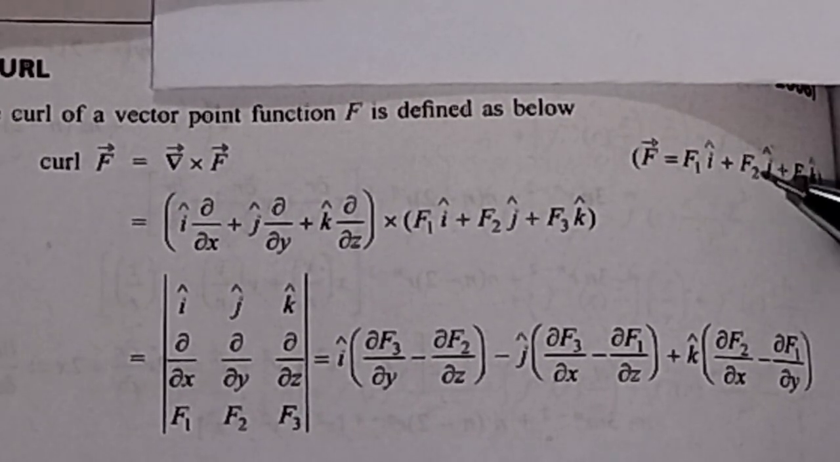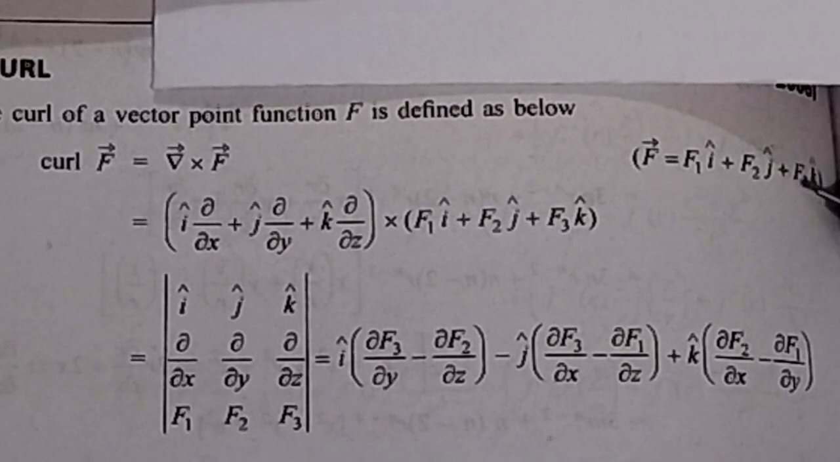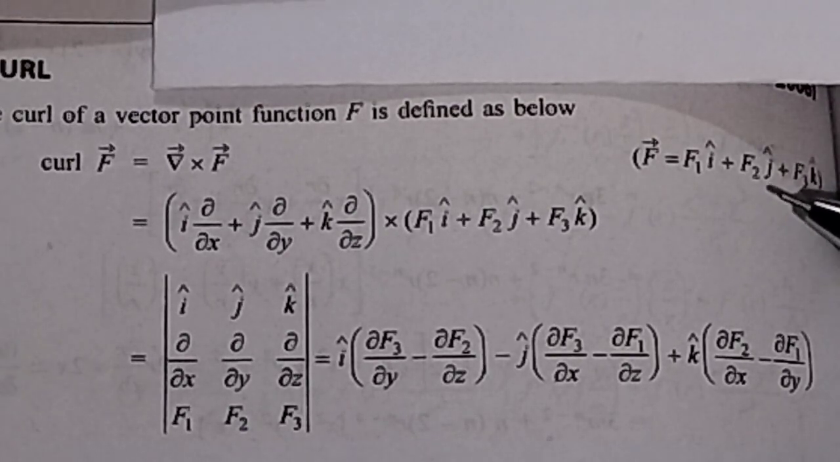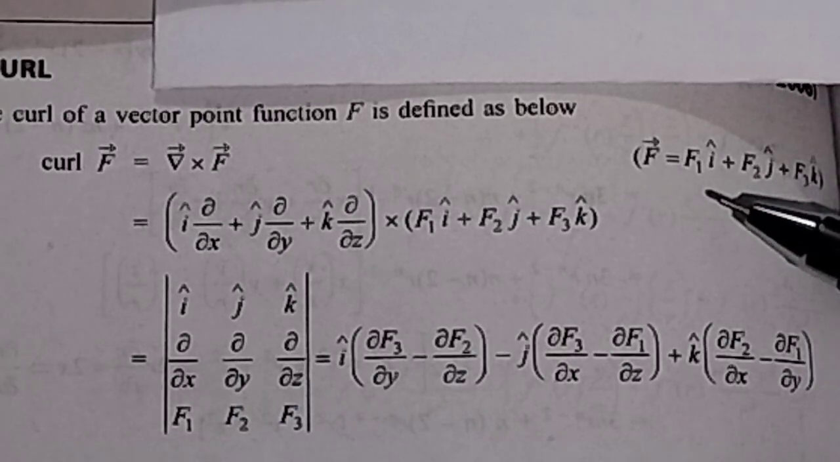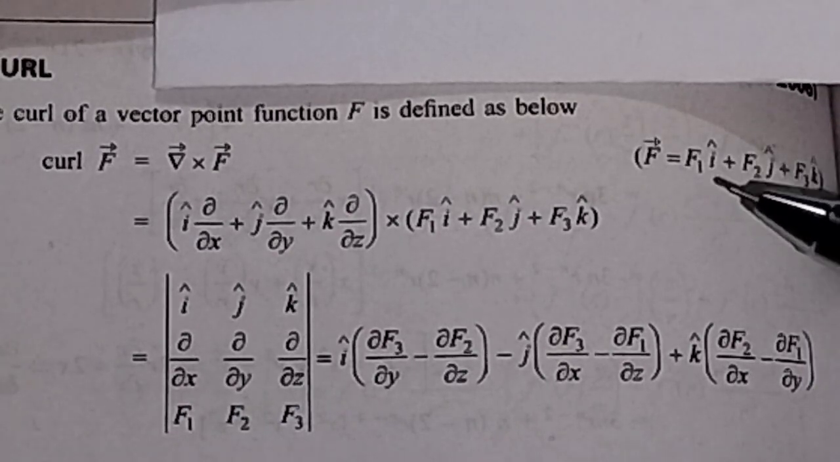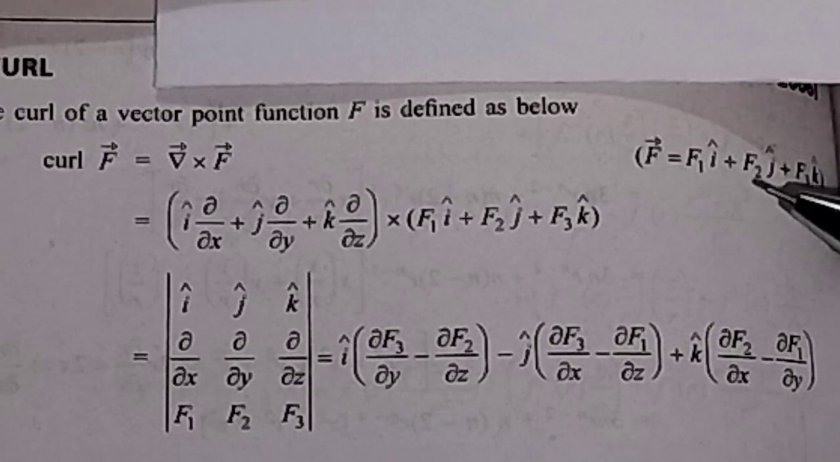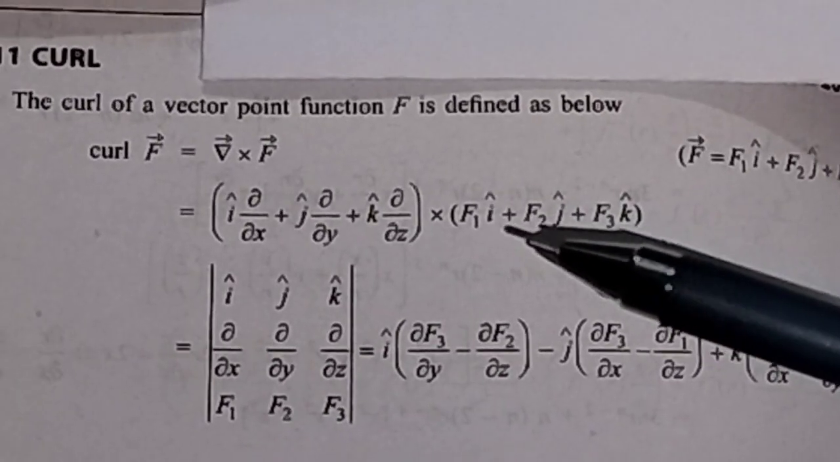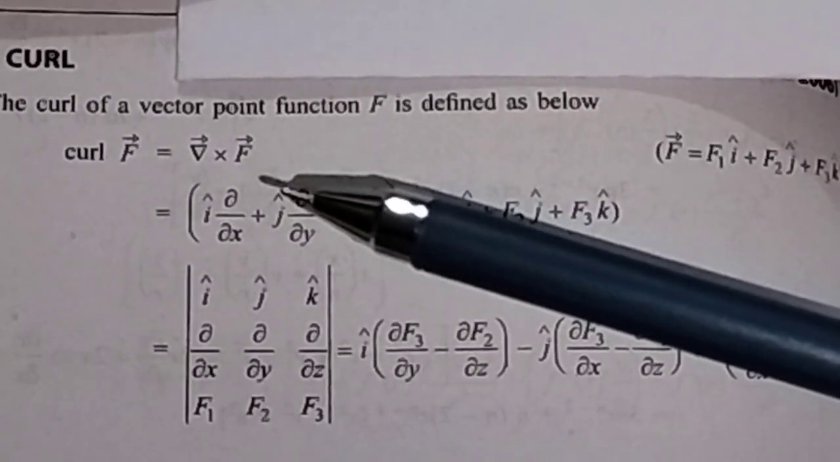F1 plus J cap F2 plus K cap F3, or if you write in terms of x, y, z coordinates, you may write Fx I cap plus Fy j cap plus Fz k cap like this. So what do you mean by curl of a vector field?